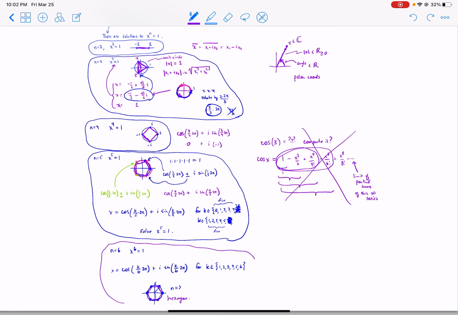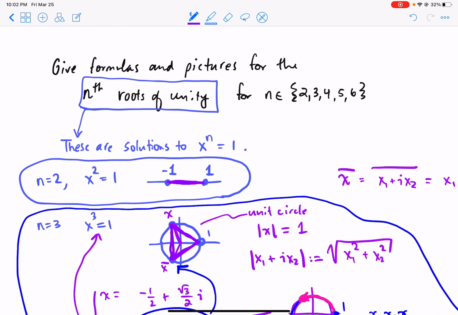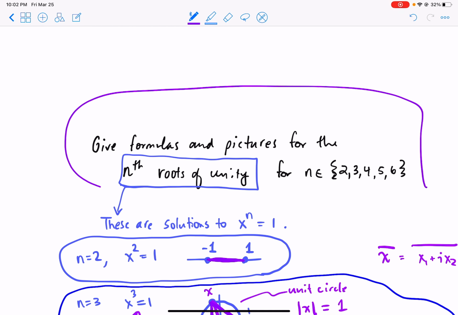I'm supposed to circle them, maybe. Okay, that's all done. Can you do this yourself? What are the nth roots of unity? What are the formulas for them?